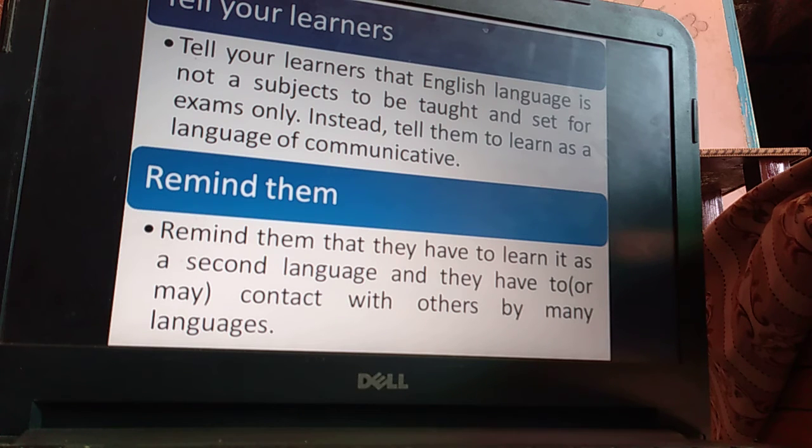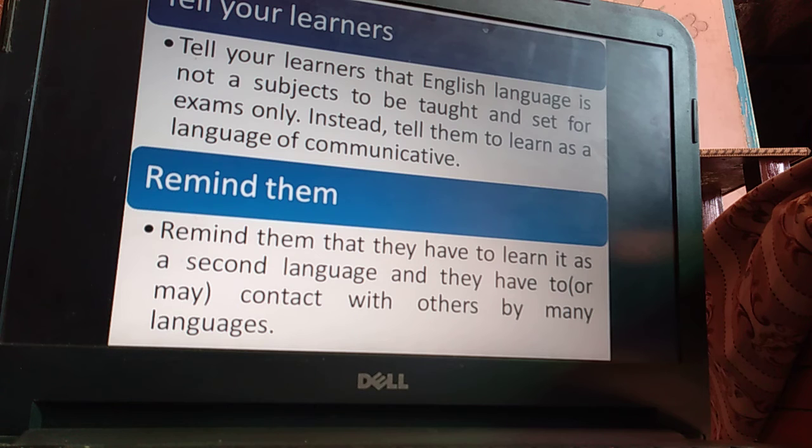And I want you to tell your learners and to remind them that the English language is not a subject to be taught and set for exams only. When we were in primary school and secondary school, they taught us the language like any kind of subject, for example, like math or history, geography. They taught us as a subject. Instead, I want you to tell your learners that English language is not any kind of subject to be taught and set for exams only.